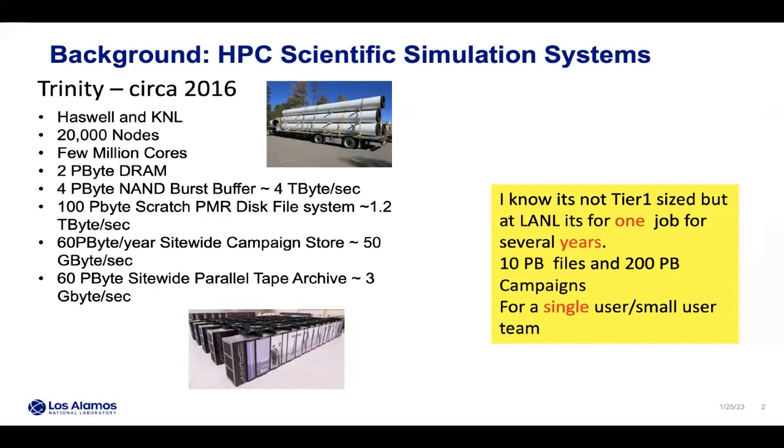And then moving down through the tiers of storage from hot to cold, there's approximately 100 petabytes of what we call Scratch. That's a Lustre-based, disk-based solution. Approximately a terabyte per second there. And then campaign storage is LANL's basically capacity storage tier.